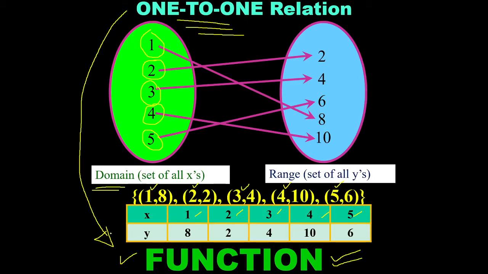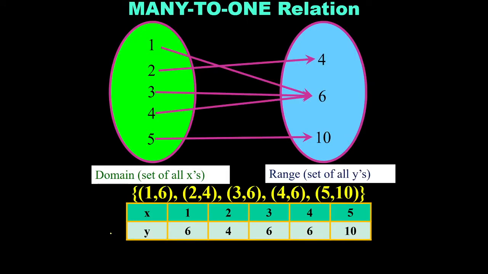Okay, let's continue. Let's have many-to-one now. Let's examine. Is the number 1 assigned to exactly one value in the y? Yes. The number 1 is only assigned to one value, the number 6. What about the number 3? Is it assigned to one value? Yes, it is the number 6 again. What about the number 4? Is it assigned to one value? Yes, it is. What about the number 2? Yes, the number 5.